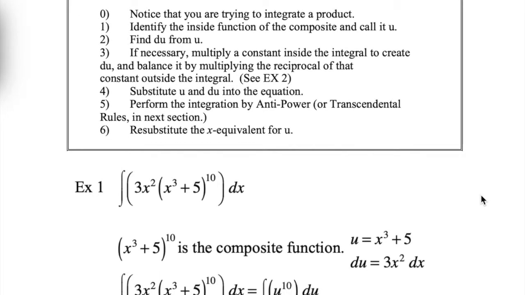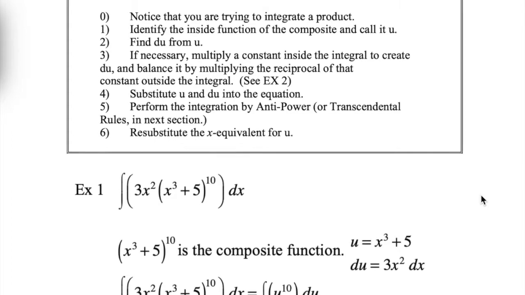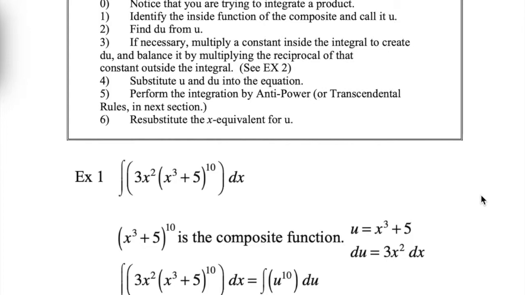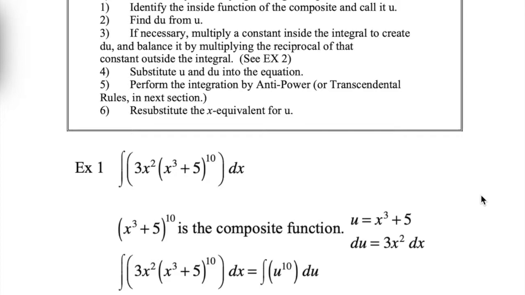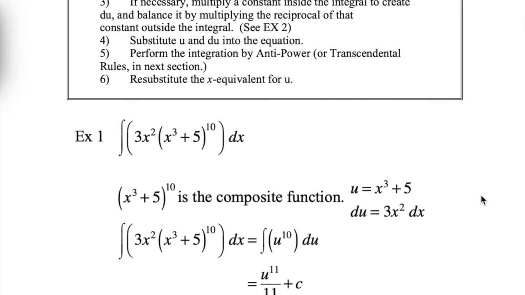And then, if necessary, you can multiply a constant, like it's going to normally be like a fraction or something, to make it easier to substitute du in. So you can get only u's and du's. Step 4, that is step 4. Step 5 is once you have a simpler function with u's and du's, you're just performing simple integration with the anti-power rule or any other rules that you might know of. And then you're just going to resubstitute x in for all the u values.